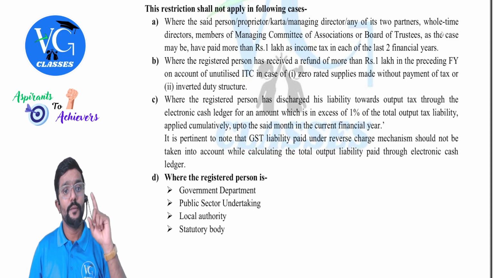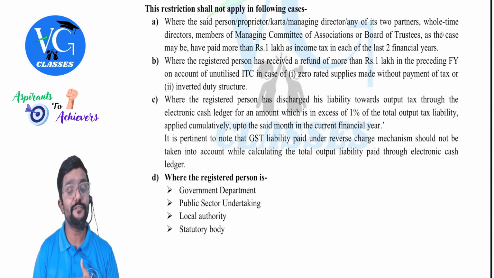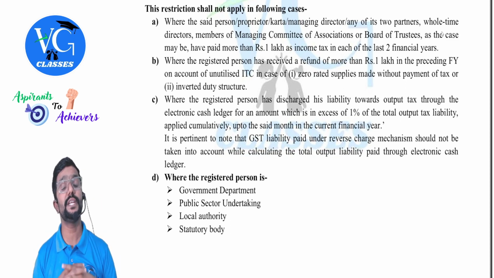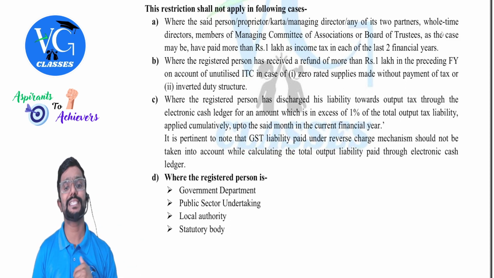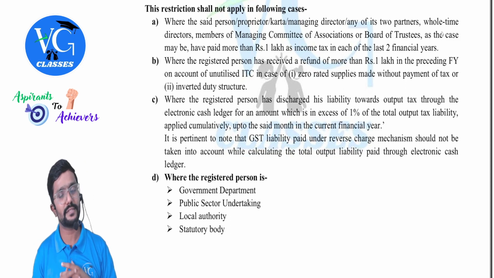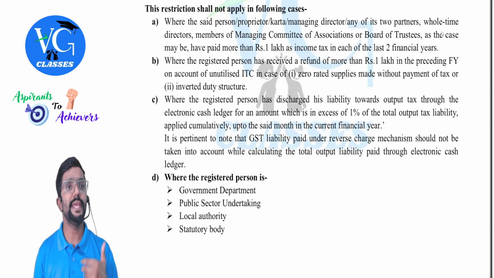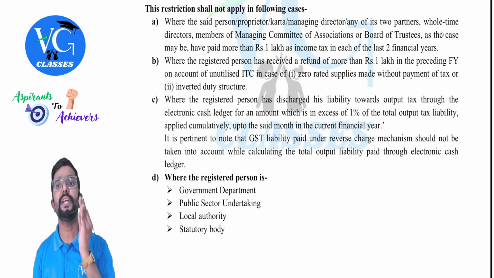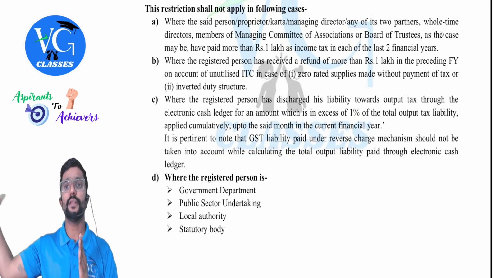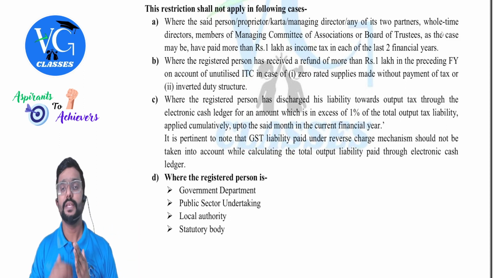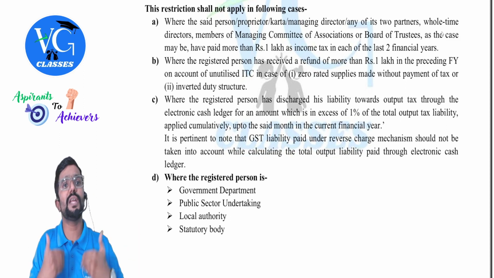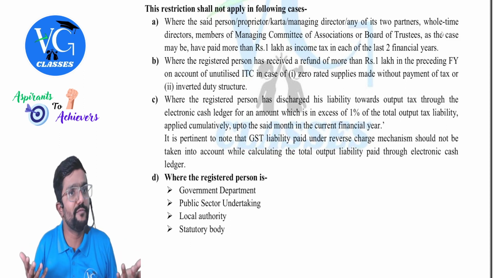Second one, where the registered person has received a refund of more than 1 lakh in the preceding financial year, that is last year, only 1 year, on account of unutilized ITC in case of zero rated supplies made without payment of tax because the tax is zero, or inverted duty structure. Inverted duty structure means what? The tax on inward supply is more than the tax on outward supply. In that case, even though I am eligible to claim input tax, I will not be able to claim fully.